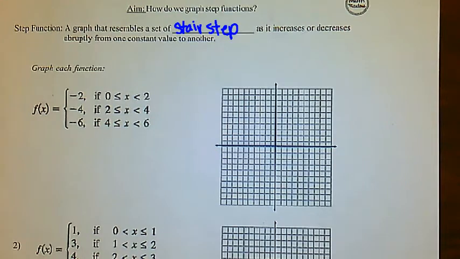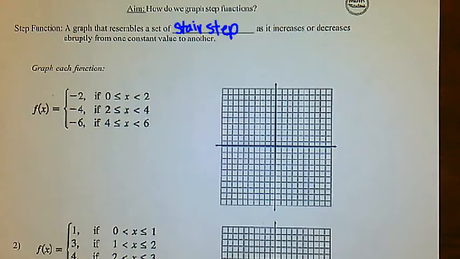So for a piecewise function, that's usually going to be straight lines or absolute values, or eventually we'll do quadratics, which is going to be a parabola. So as it increases or decreases abruptly from one constant to another.